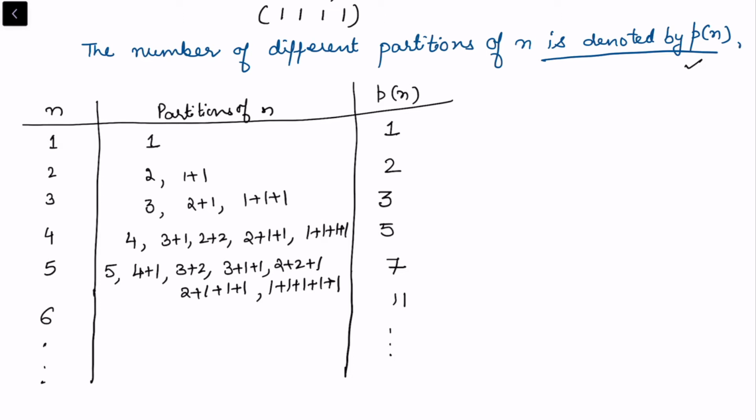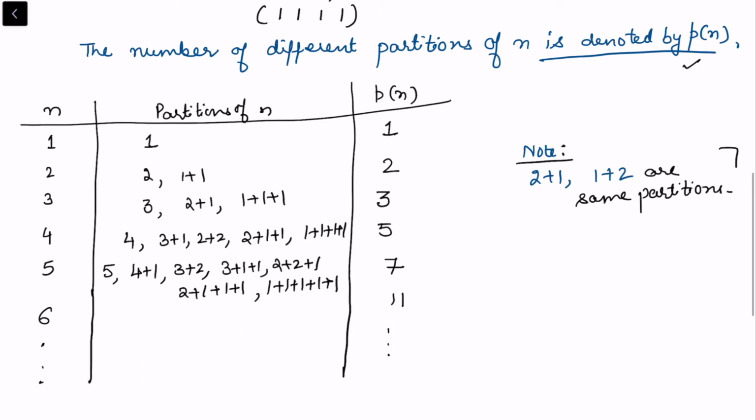We also note here, 2 plus 1 and 1 plus 2 are the same partition. We have already written that the order is immaterial. So this is already written in the first definition. Ordering does not matter. In case we are considering an ordered partition, that is called a composition. So currently these are the same partition, and we say order does not matter.